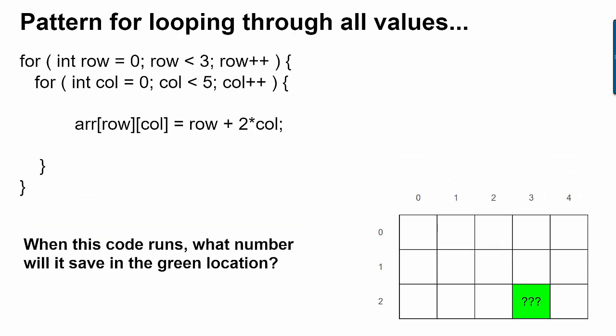You see here the regular pattern for looping through all rows and columns. So we have an array with 3 rows and 5 columns, and we're looping through all the rows and all the columns. If we were going to assign values to the array, what value would we assign here? Well, clearly this is row 2, column 3. So at the moment that we're at that particular row and column, we'd have row 2 plus 2 times the column number, which is 3. So that would be 2 plus 6, which is 8. So the green number should be 8.